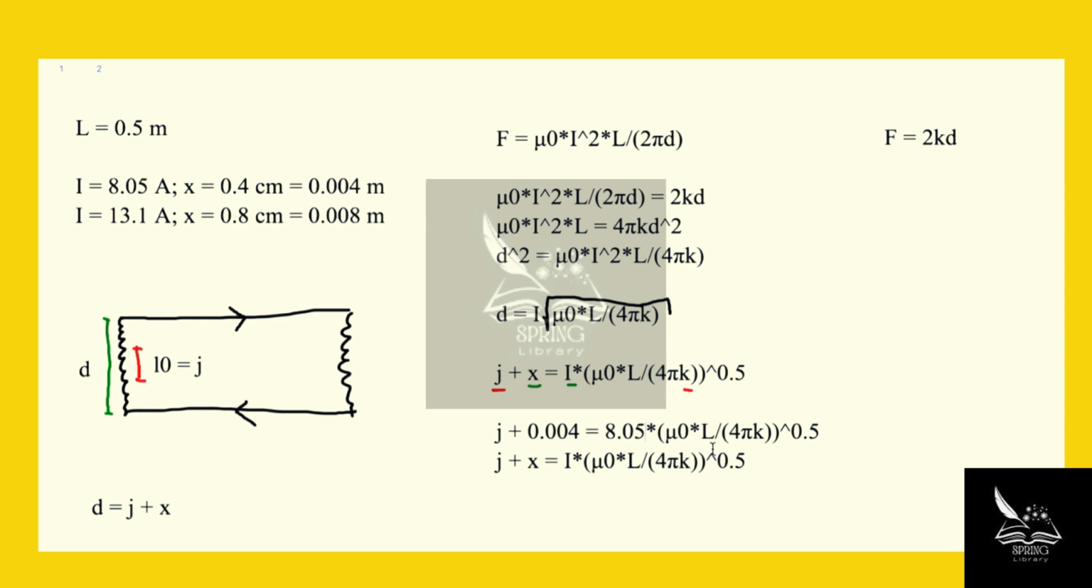And now at this point, let's just plug in the other things that we know too. So we know that the length is 0.5 meters. So I'm just going to plug that in here. So we know everything explicitly. And now we have everything up here except for K and J, which is what we want to solve for.